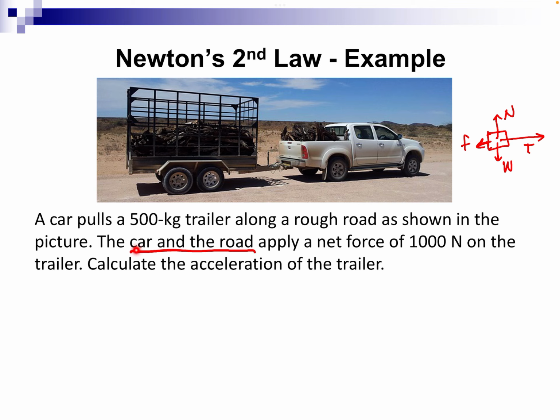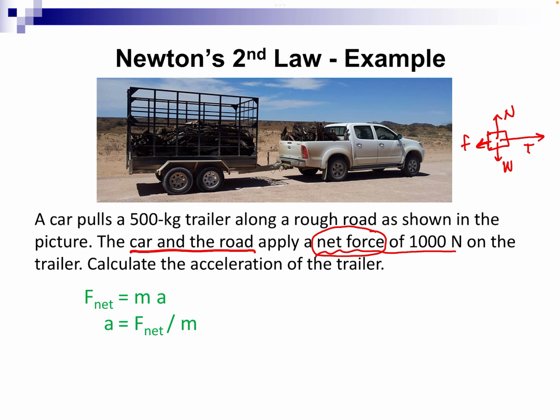The problem here says that the car and the road apply a net force of 1,000 newtons. So we're already given the net force, meaning we're already given the combination of the tension force and frictional force, giving us the net force of 1,000 newtons on the trailer. And we want to calculate the acceleration of the trailer. Newton's second law of motion relates the acceleration to the net force.